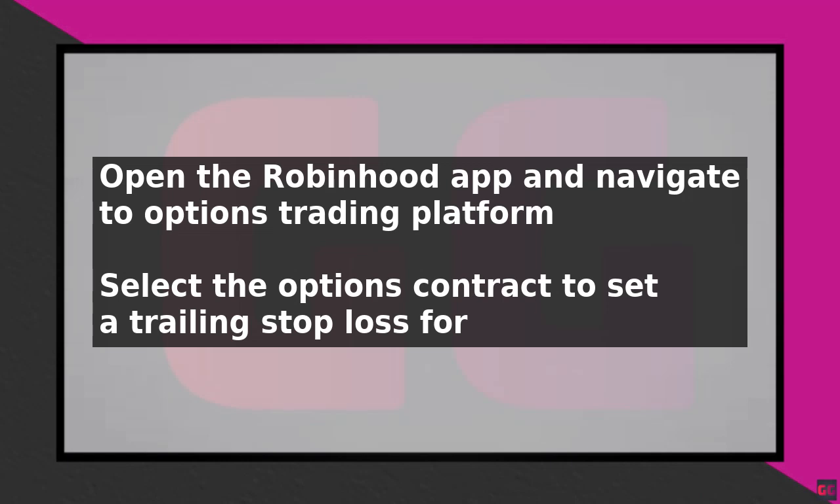Scroll down to the stop loss section and tap the edit button. Here, you will see the option to set a stop loss or a trailing stop loss. Select the trailing stop loss option.